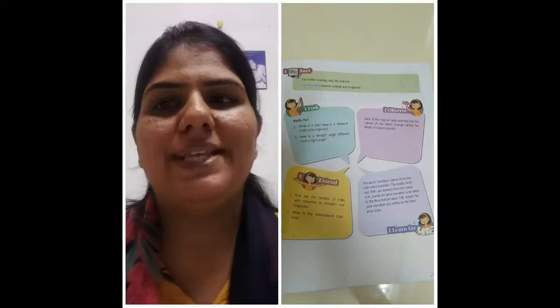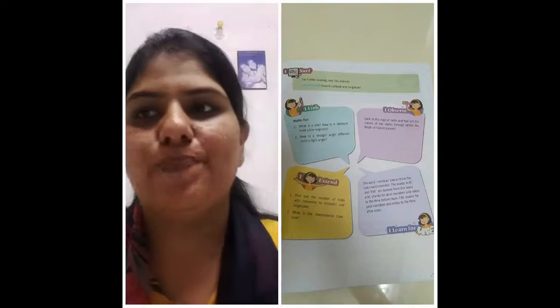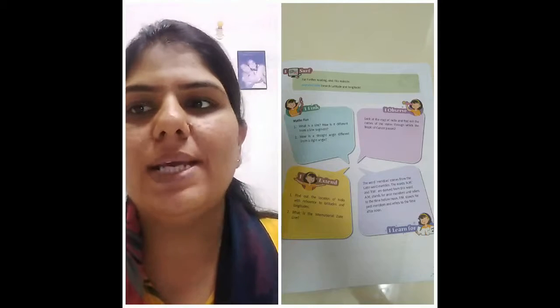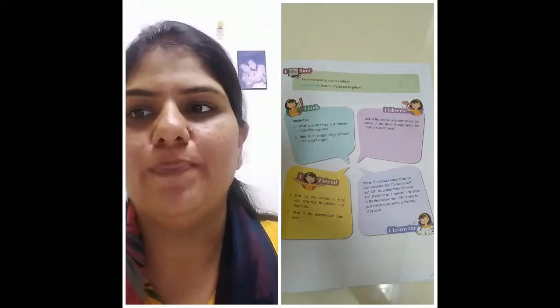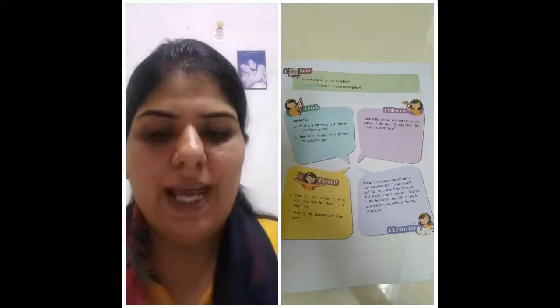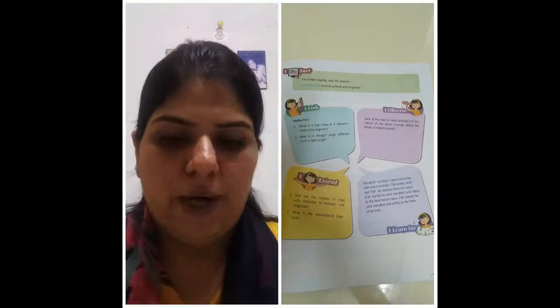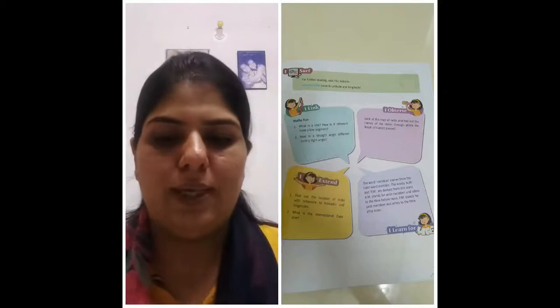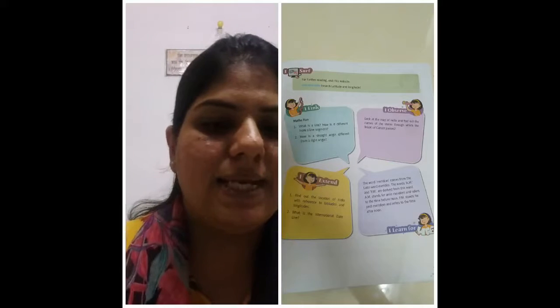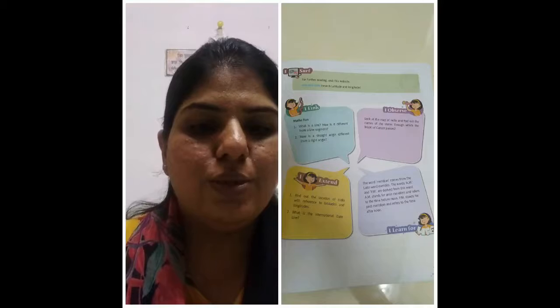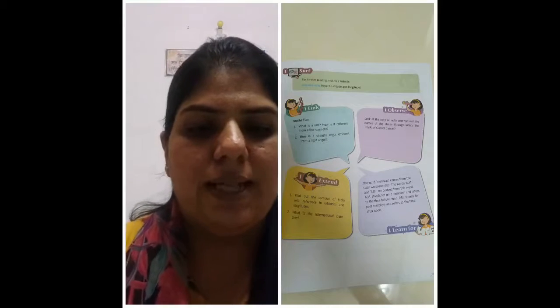Now come to the next session, the I-Link session. Maths 1: What is a line? How is it different from a line segment? A line is made up of points placed closely together. A line has no end point. It extends endlessly in both directions. It has no defined length.